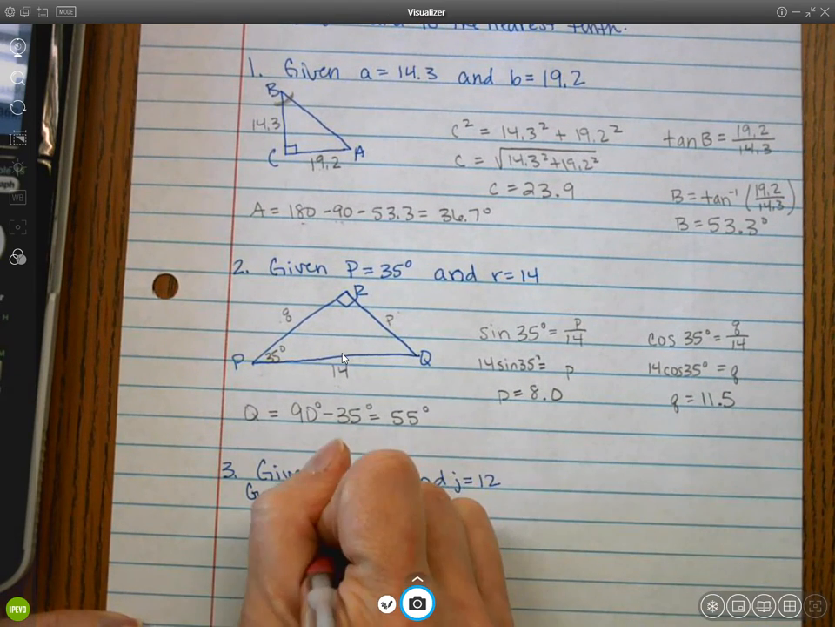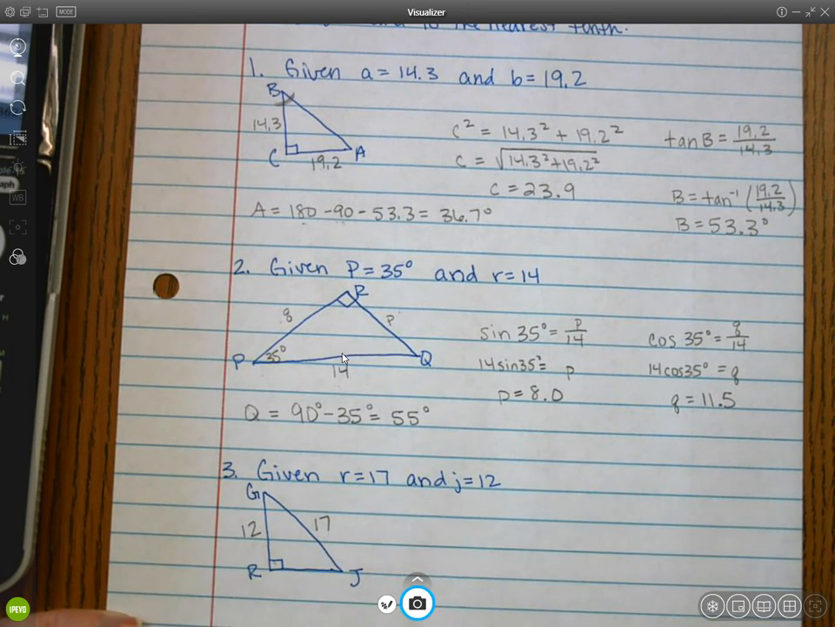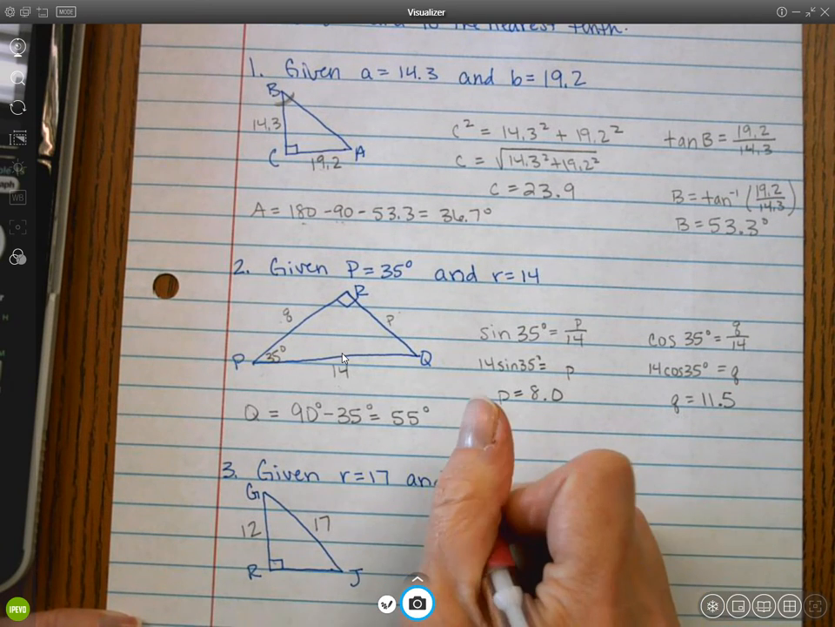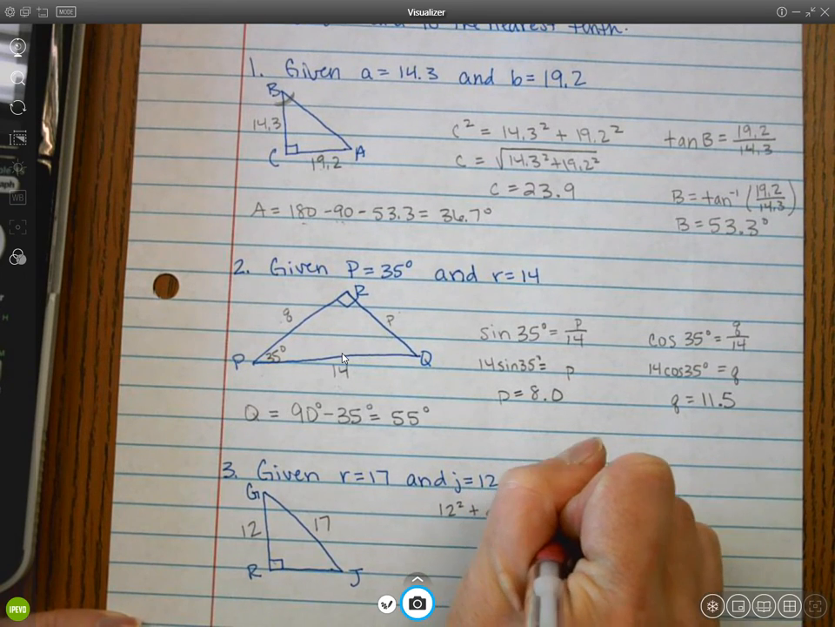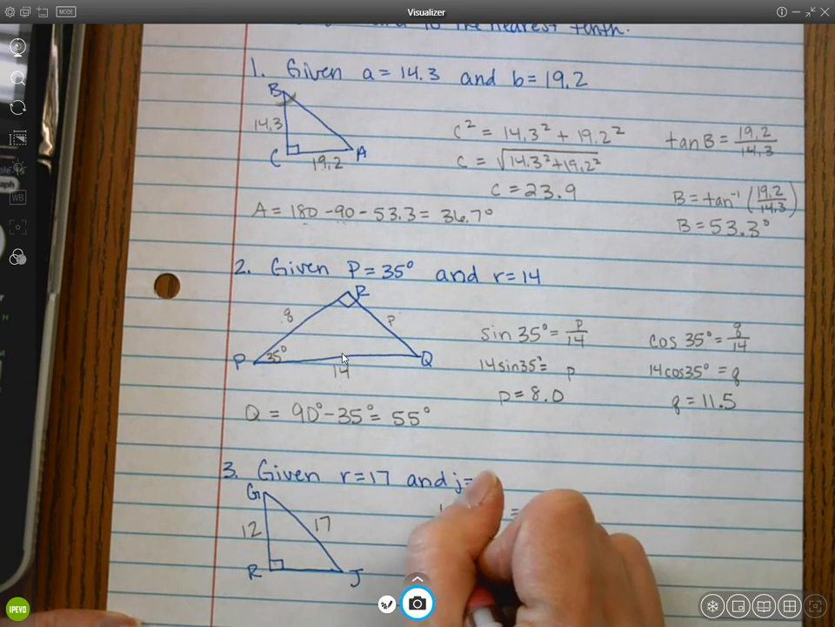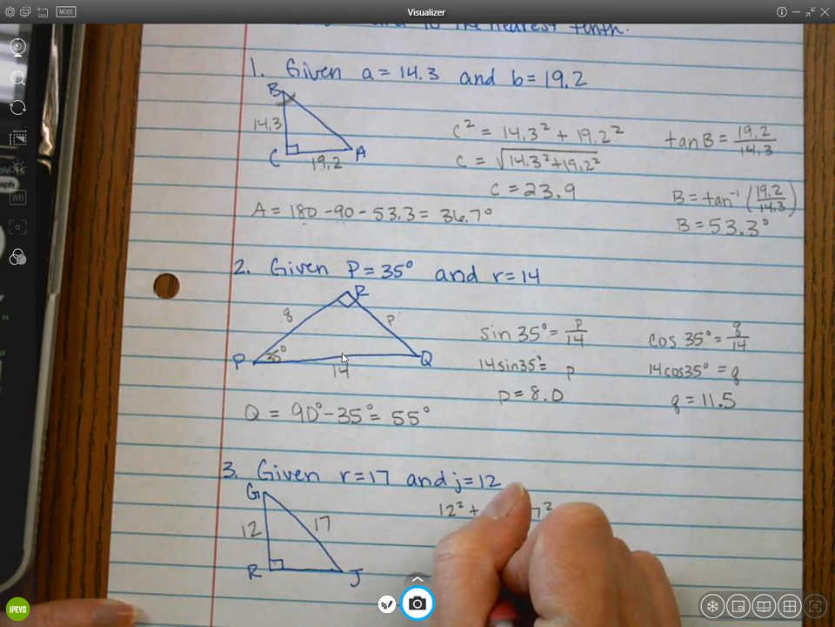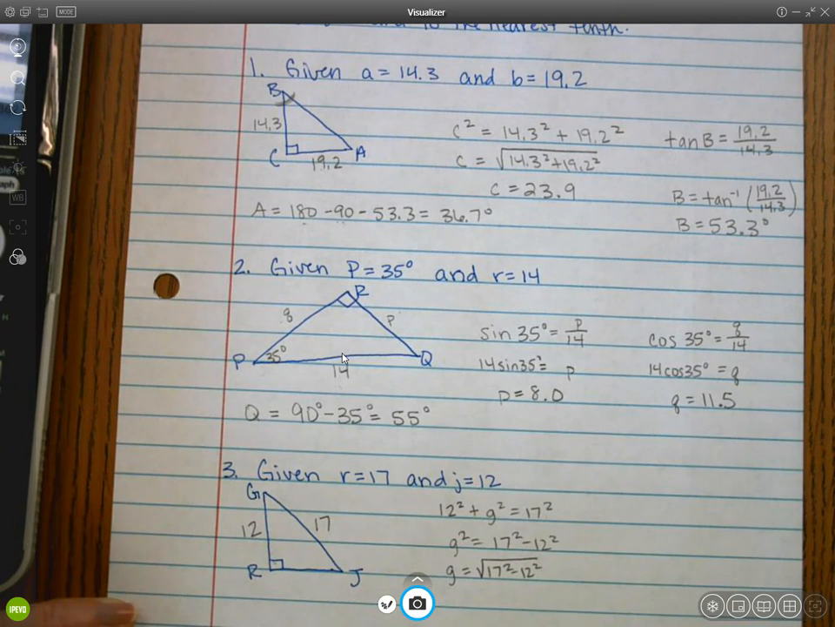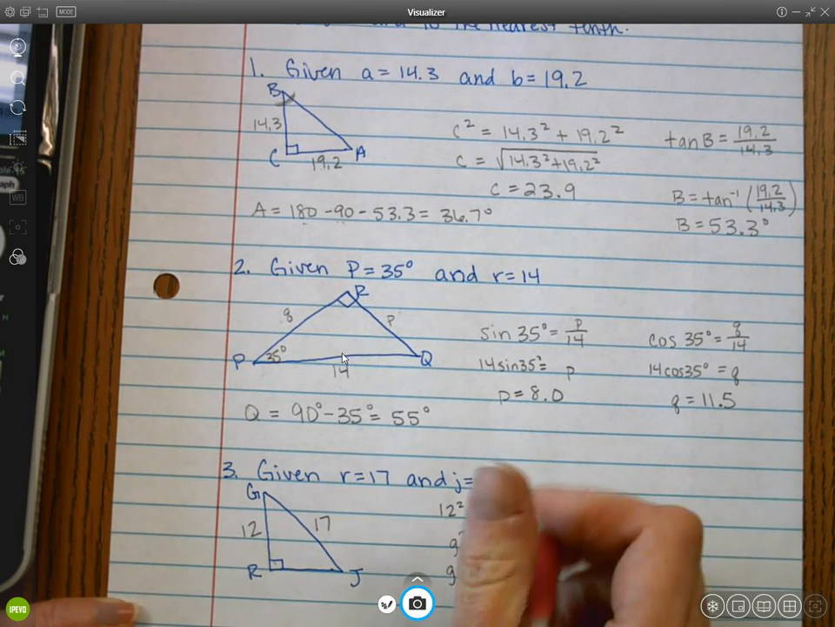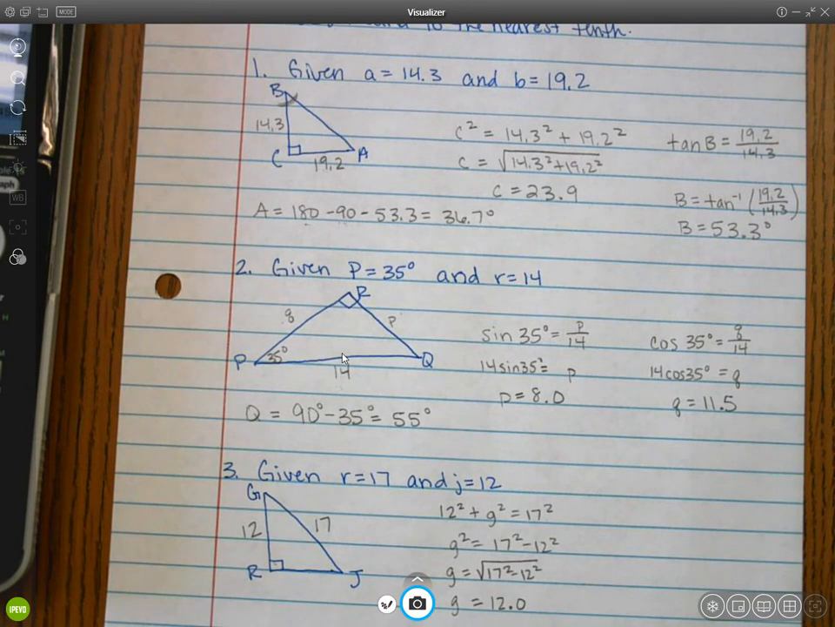All right, so we know that this hypotenuse is 17, and we know that this side is 12. So I can figure out side G by doing the Pythagorean theorem. So 12 squared plus G squared equals 17 squared. So I'm going to move the 12 over here, and then take the square root of both sides. So square root of 17 squared minus 12 squared gives me that side G is 12.04, so just 12.0, since it told me to the nearest tenth.